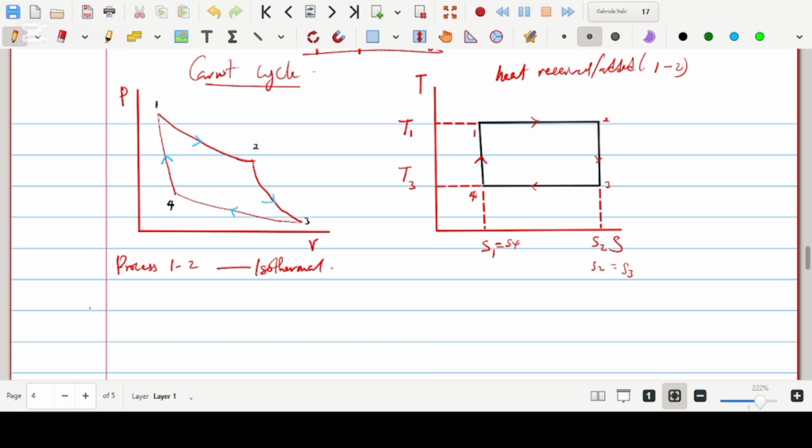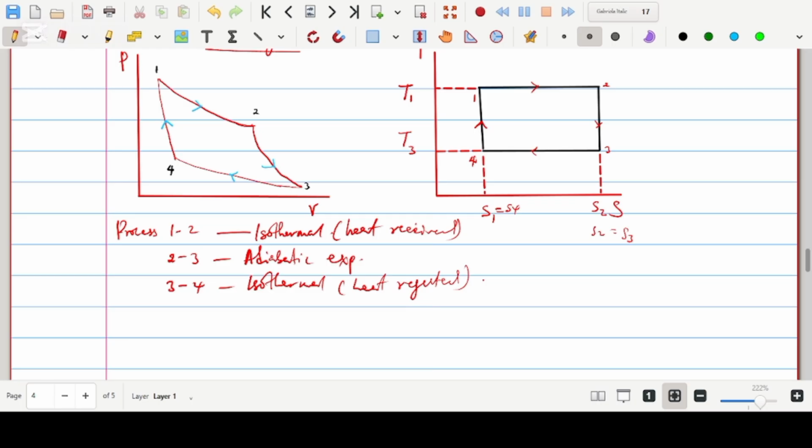Now the next process, process 2 to 3, is adiabatic expansion. Now process 3 to 4 is heat rejected at constant temperature, which is T3. You can see T3 is equal to T4. You understand now? So this one is heat rejected, while the earlier one is heat received. This one is isothermal. This is also isothermal, which is heat rejected.